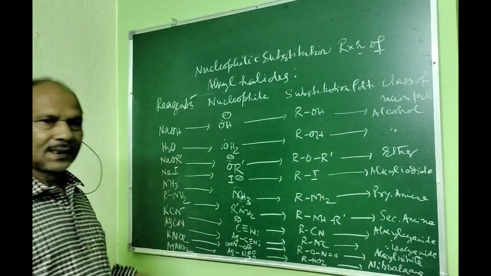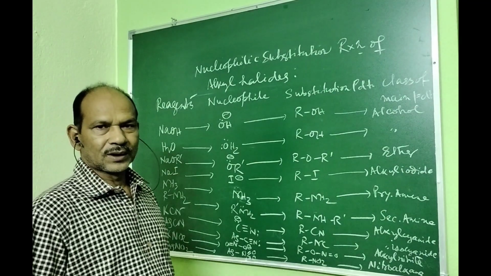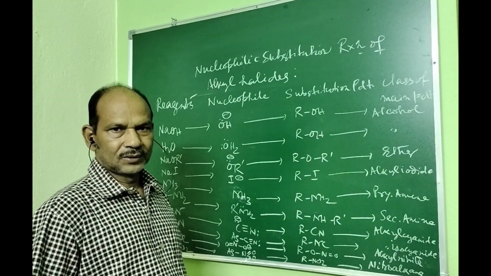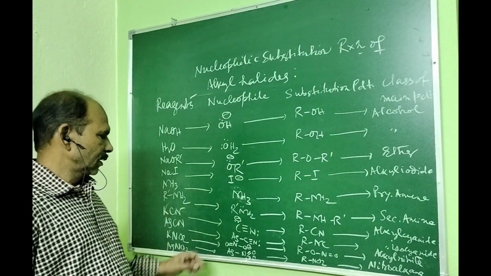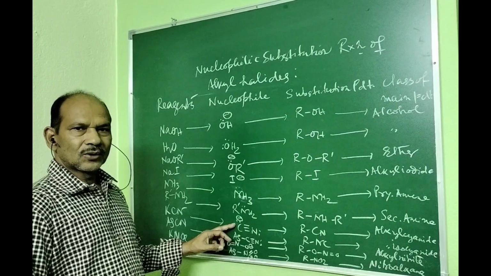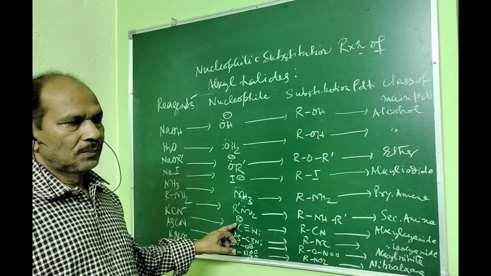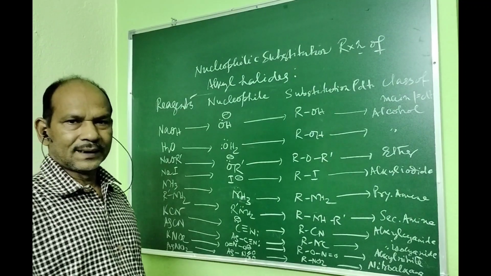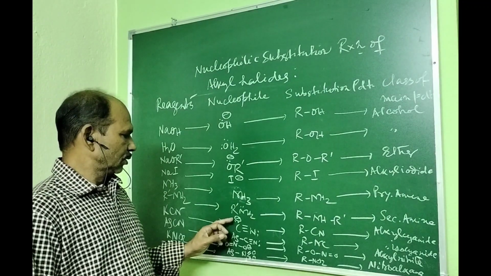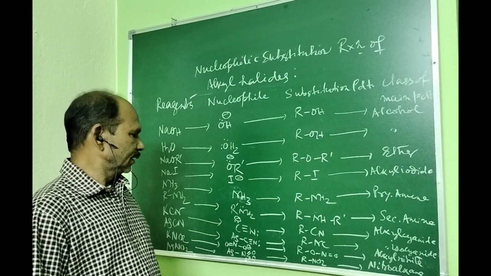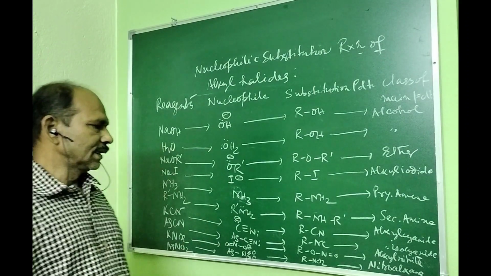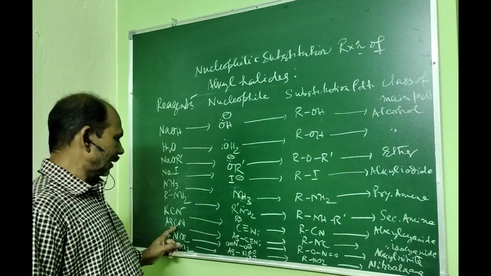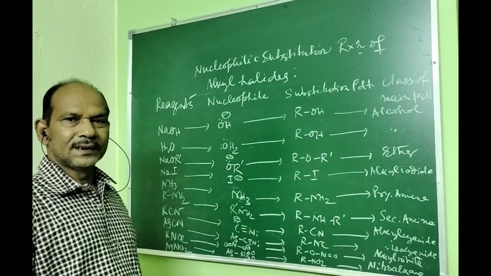Generally, potassium cyanide in aqueous solution is an ionic compound. So the electron pair on the carbon atom is more polarizable. So it acts as a nucleophile, and alkyl cyanide is the major product. But when silver cyanide is used, silver cyanide is basically covalent.